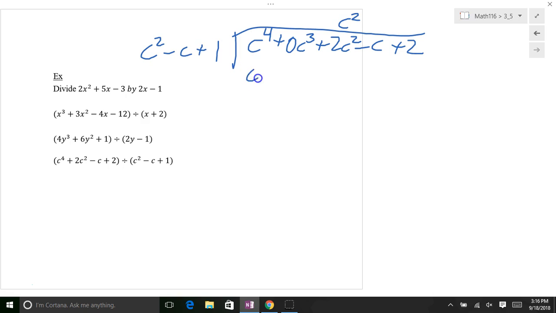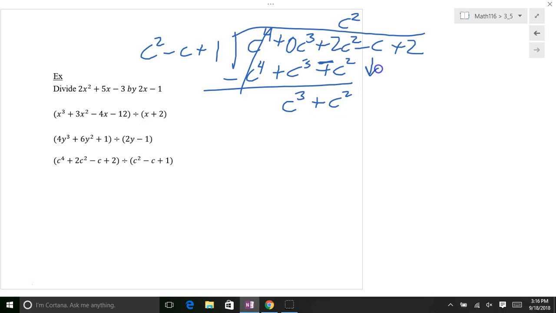C squared times c squared, c to the 4th. C squared times negative c is a negative c cubed. C squared times 1 is a 1c squared. Don't forget to change those signs. Gone. 0c cubed plus a 1c cubed is a c cubed. 2c squared minus c squared is a 1c squared. And then bring down the minus c.